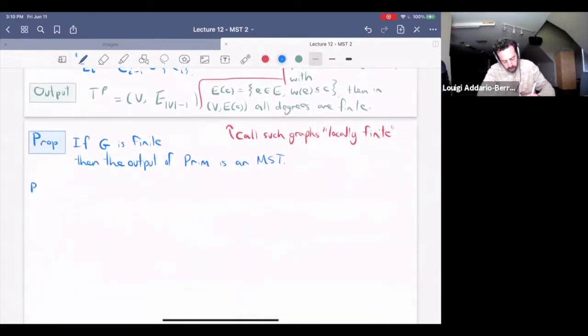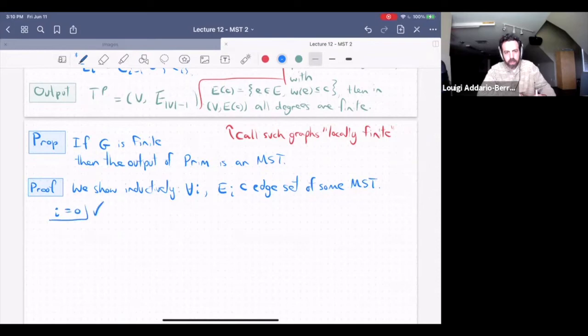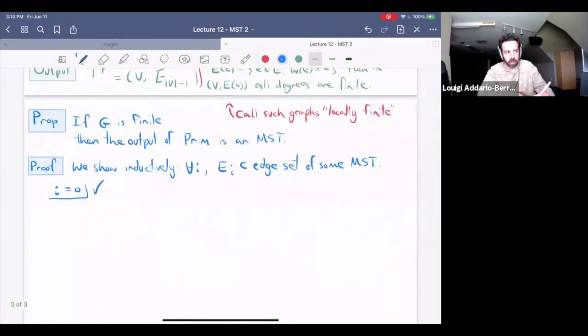So to prove that Prim's algorithm will always output an MST, I'm just going to show inductively that at any given stage, the set of edges that we've added is a subset of the edge set of some MST. So what we're going to show inductively is that for all i, the set E_i is contained in the edge set of some minimum spanning tree. Okay, well, the base case is trivial. The empty set is contained in the edge set of every minimum spanning tree.